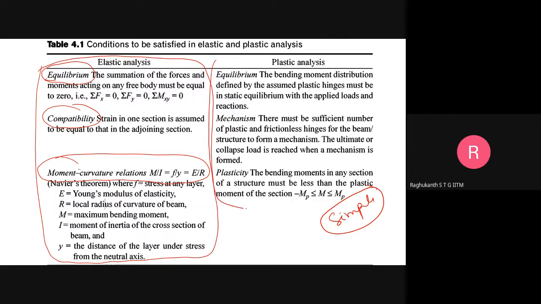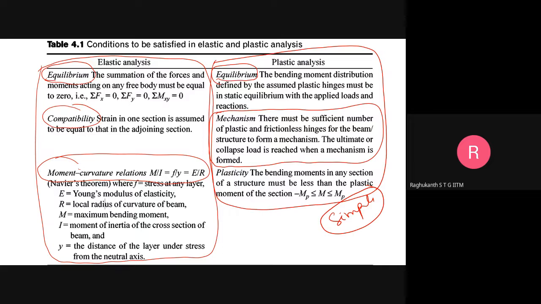Now, if you want to do plastic analysis by a simple method, these are the 3 conditions. One is equilibrium. The bending moment has to be in static equilibrium with whatever applied loads and reactions. Then there has to be a mechanism for plastic analysis. For plastic analysis, we are going to collapse, so there has to be a sufficient number of plastic hinges for the beam or structure to form a mechanism. The mechanism is more important in plastic analysis, because we compute our whole analysis on the mechanism. And of course the plasticity: the bending moment in any section should always be less than Mp. It should not cross Mp. So these are the 3 conditions for plastic analysis.